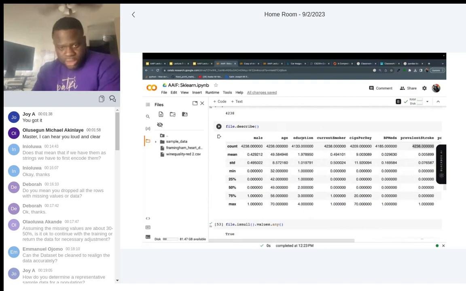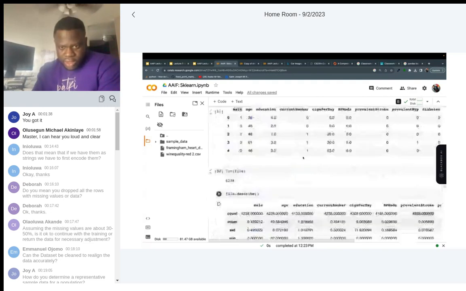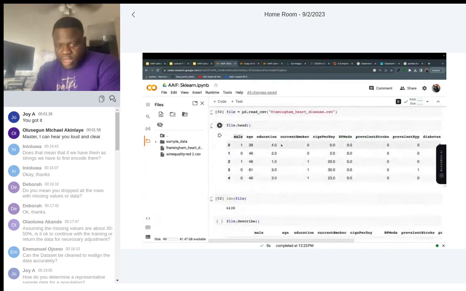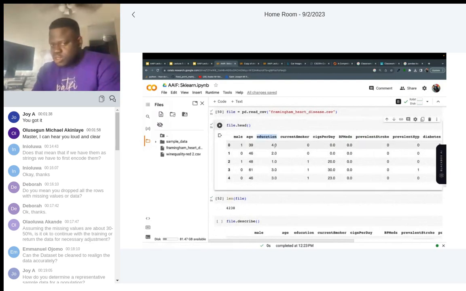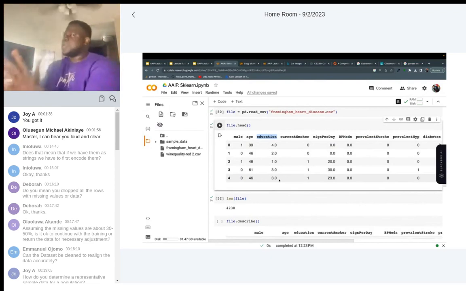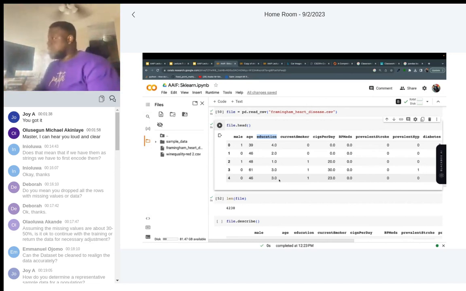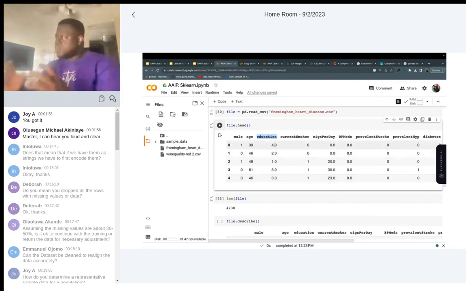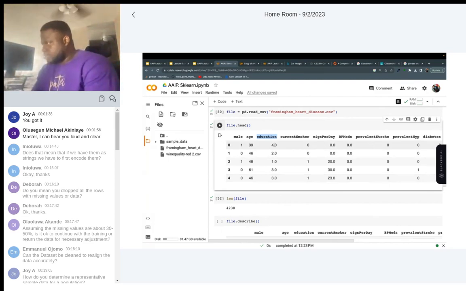Look at education. Education is 4, 2, 1, 3, 3. What does that mean? In machine learning, we try to make everything numeric. Education is supposed to be undergrad, high school, PhD, MSc, PGD, anything like that, right? We try to encode whatever we mean in words into numbers.